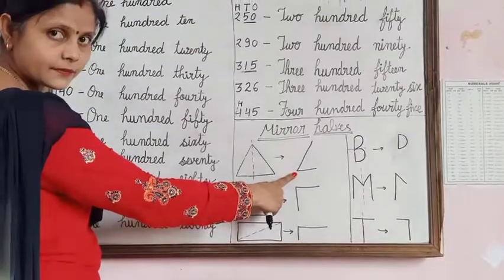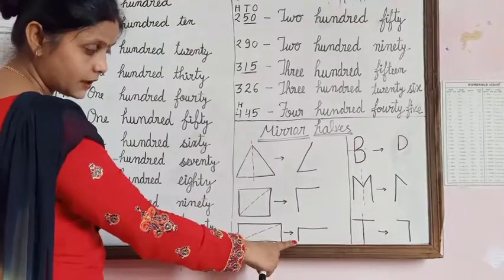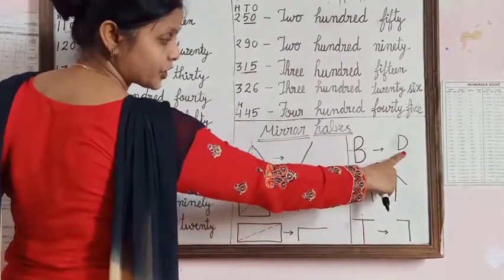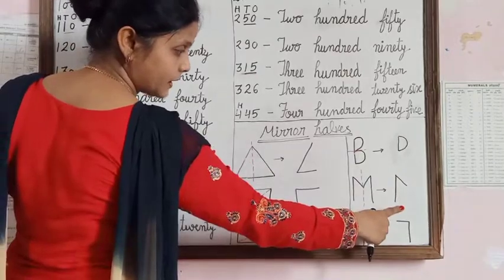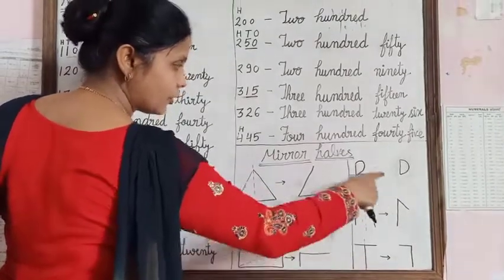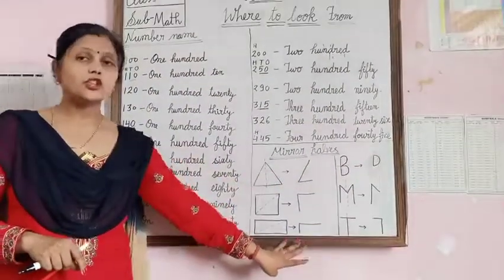Is it like this? It's a square like this. Half portion is a rectangle half piece. B has a half portion. M has a half portion, or T has a half portion. So it is a mirror half. That's the thing in your chapter.